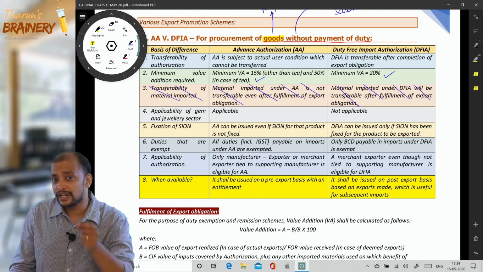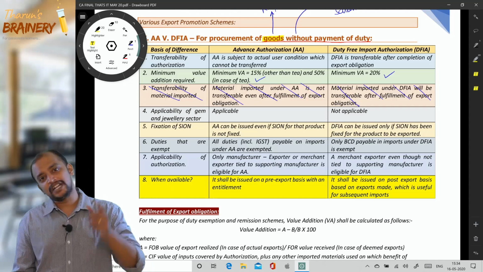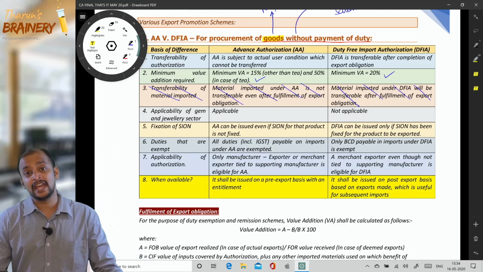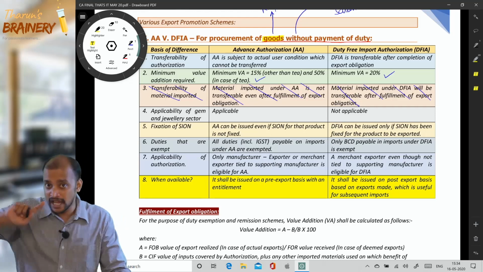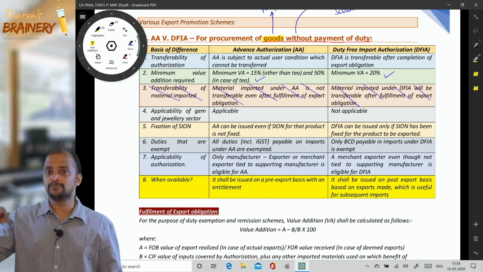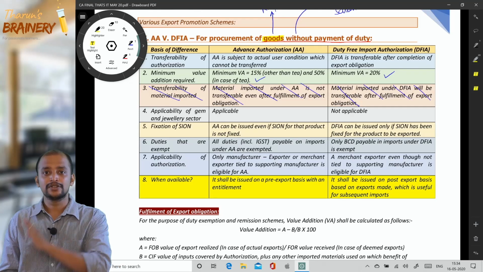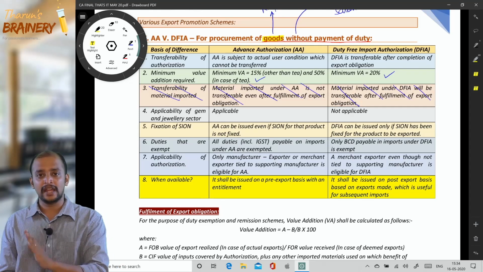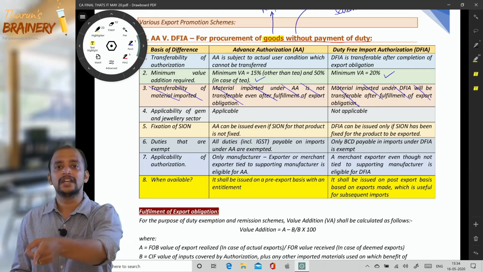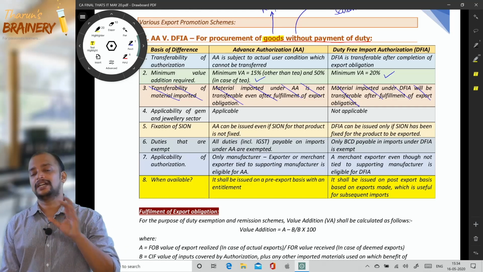In AA, can you transfer the license? You cannot transfer the license. Which means that whatever material you need, you will import and you will only be using. Whereas under the DFIA, after completion of export obligation, you can sell that license to others, which means they will import the goods without payment of customs duty. Then definitely we need to restrict. So standard input-output norms. Next, the question will be, why are you importing so much when your SION is this much only? That question can be asked by the regional authority for that reason only.